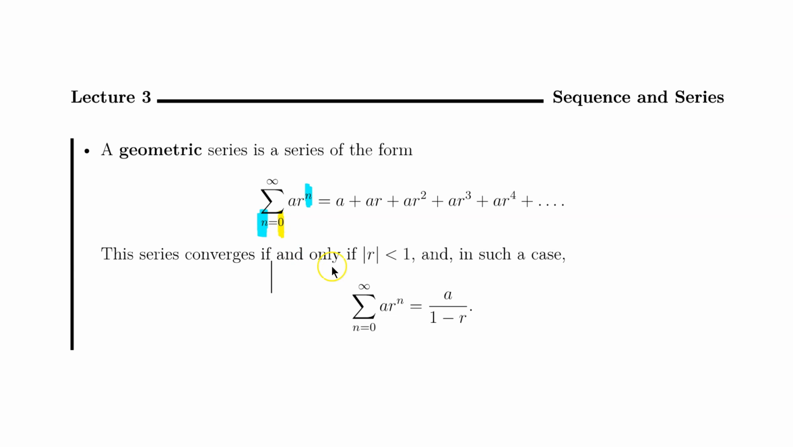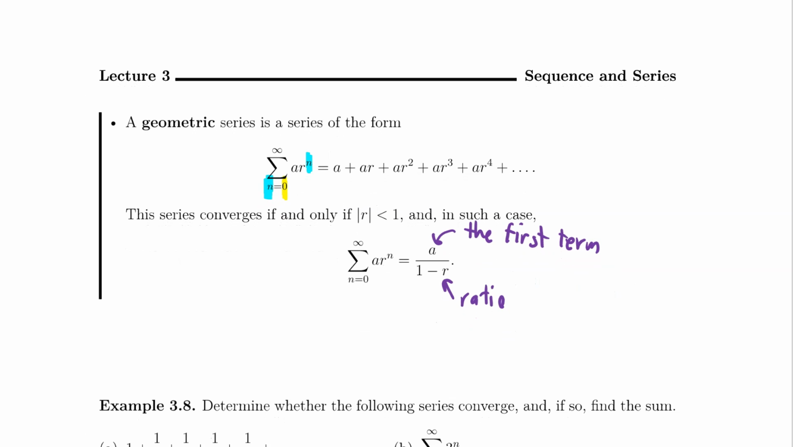It can start at any value of n. So this series is going to converge when the absolute value of the ratio r is less than 1. And in that case, all these numbers are going to add up to a over 1 minus r. You may think of this formula as this a being just the first term. This is the first term. And the r here, this is the ratio.